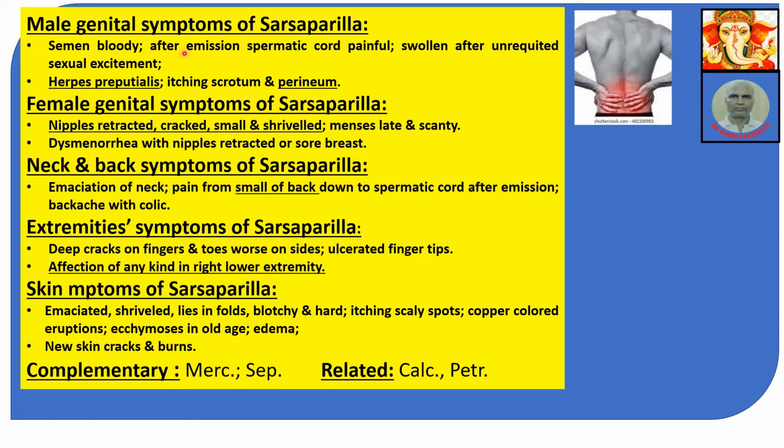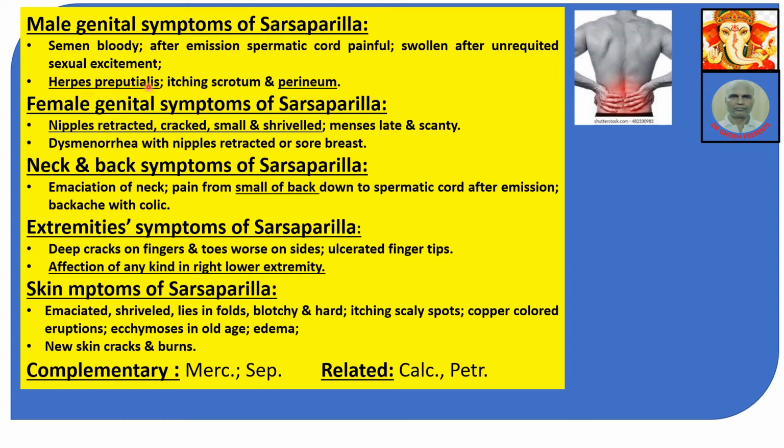Male genital symptoms of sarsaparilla. Semen bloody after emission. Spermatic cord painful after emission. That is, after emission of semen, spermatic cord is painful. Swollen after requited sexual excitement. That is swelling of spermatic cord after incomplete sexual excitement.